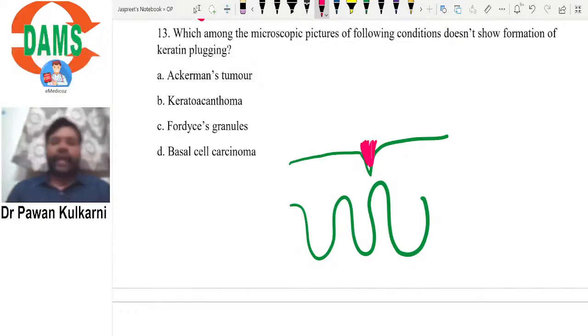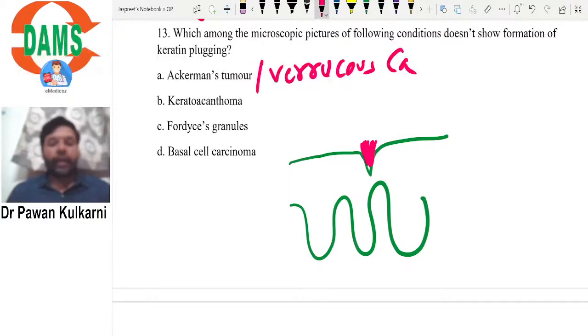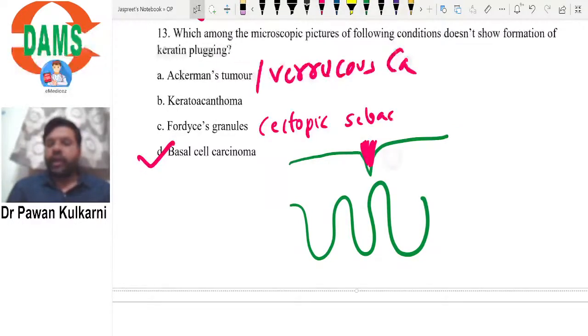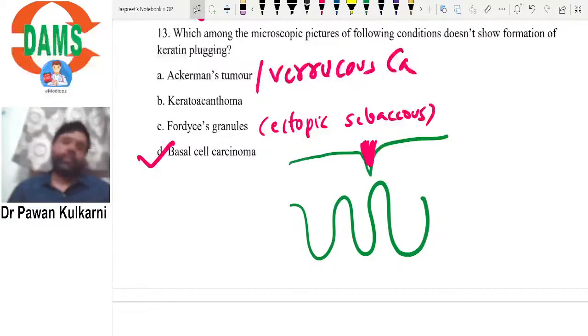Keratin plugging is a feature of Ackermann's tumor. Ackermann's tumor is the other name for verrucous carcinoma, where we see specifically the keratin plugging. Keratoacanthoma we can see, Fordyce's granules we can see, not in basal cell carcinoma. What is Fordyce's granules? Fordyce's granules are nothing but ectopic sebaceous glands, which we see in the oral cavity.